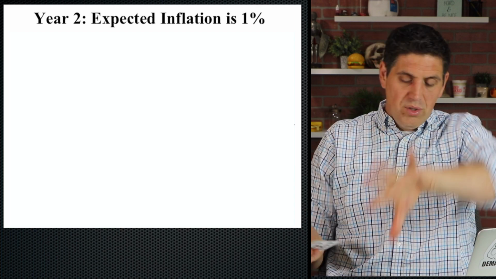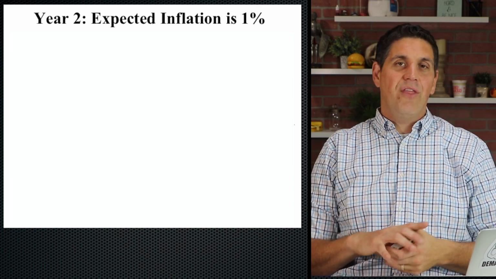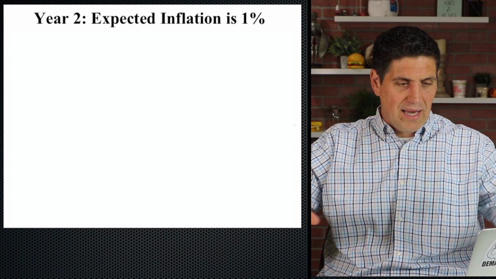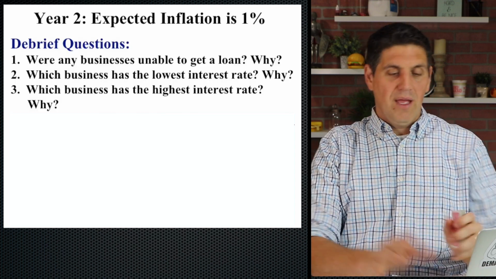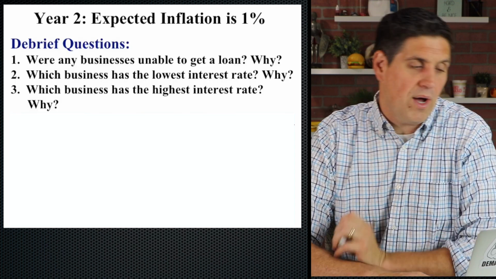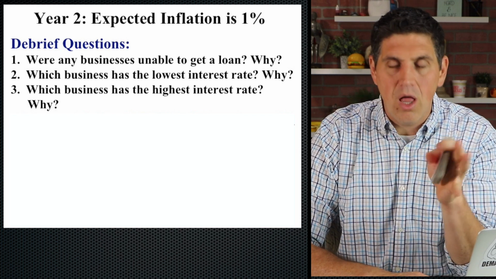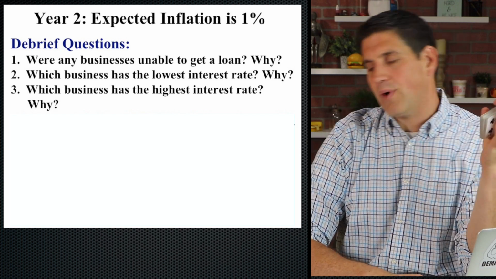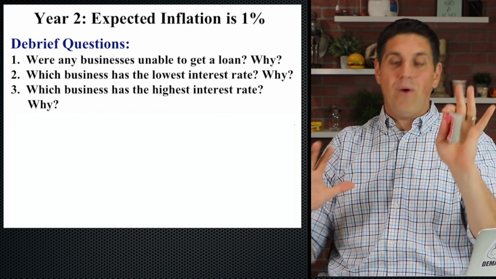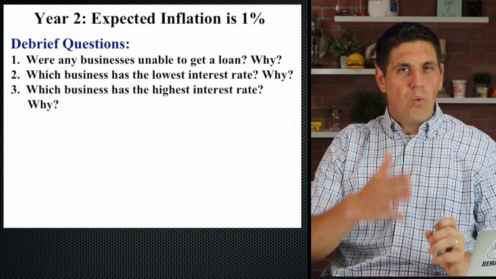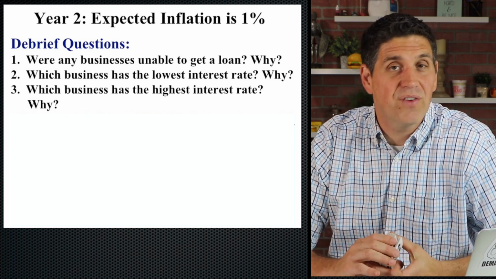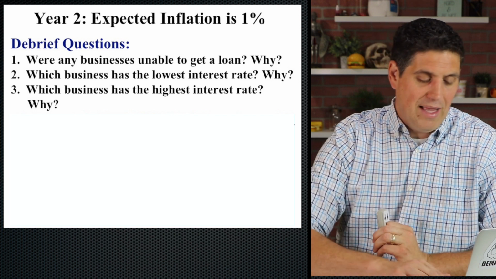So basically the students are sitting down and calculating their results, and then you stop the round, okay, done, let's debrief this activity. Students put their pencils down and you ask them some questions. So were any businesses unable to get a loan and why? Who had the low interest rate, who had the high interest rate? These are establishing what happened and any differences between year one and year two. And there really shouldn't be very many differences between year one and year two interest rates.